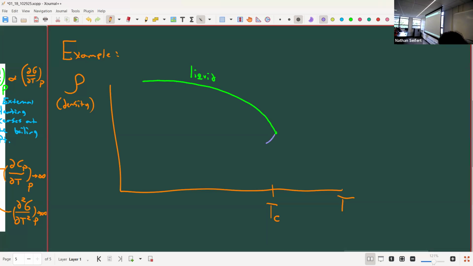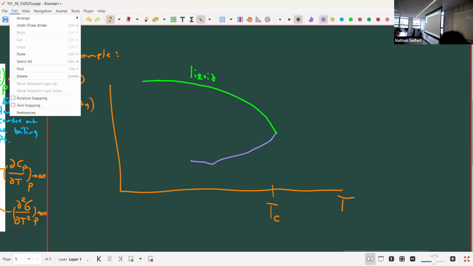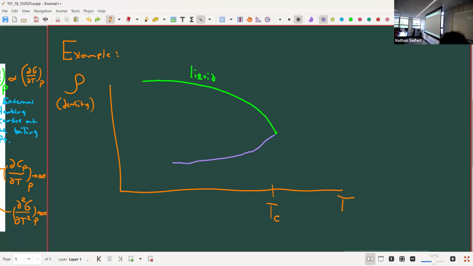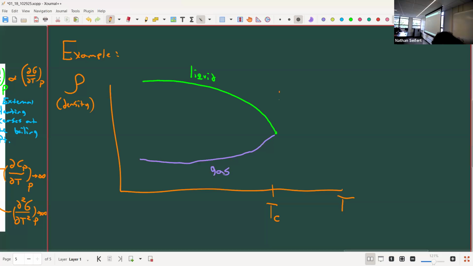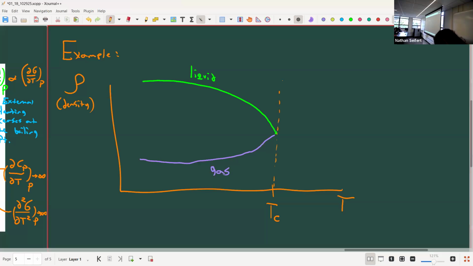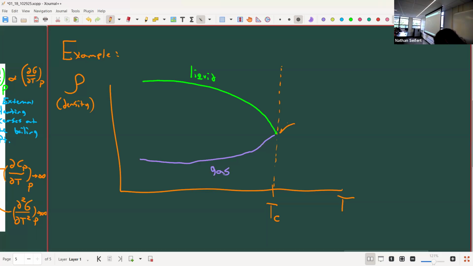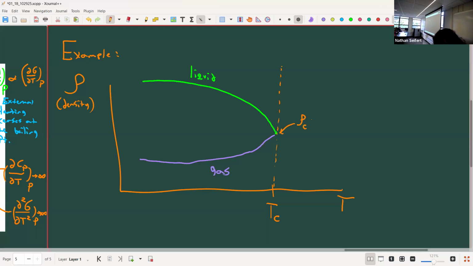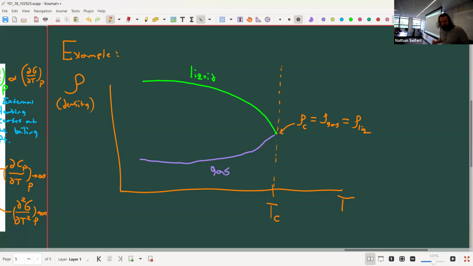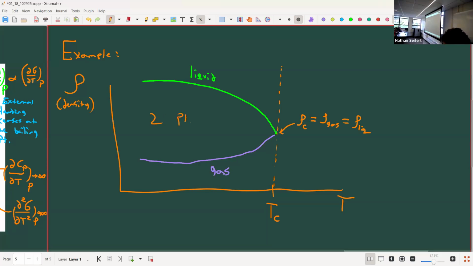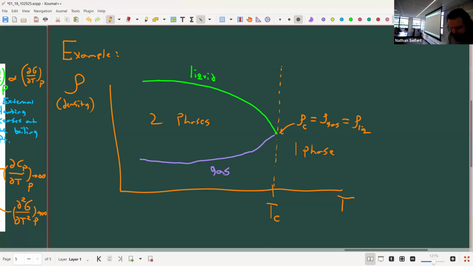And as we cool away this way, the gas becomes less dense. Right? So at the critical point, these densities meet. The critical density is the same as the gas, it's just the same as the liquid. Right? That's the critical point. And of course, here we have two phases, and here we have just one phase. Okay.